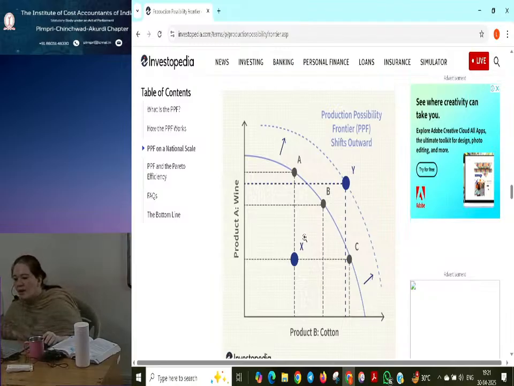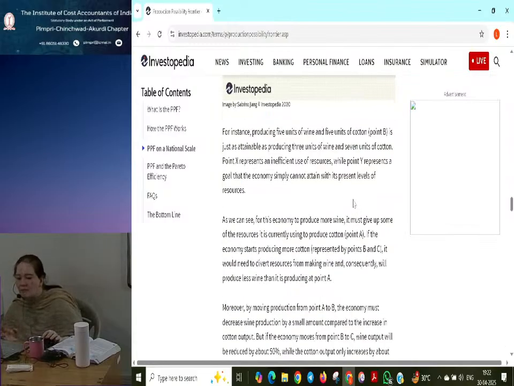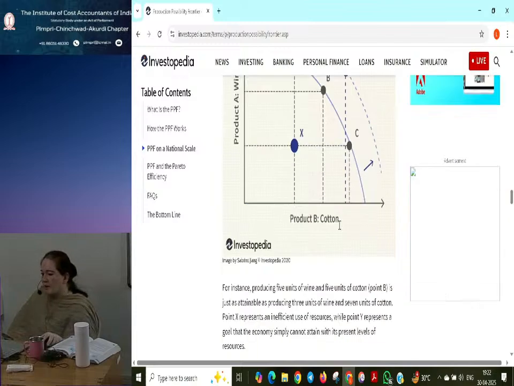If a point lies under this production possibility frontier, that is lower capacity utilization, that is not an optimal utilization of resources. If it is on the frontier, that means optimal utilization is possible, and this PPF will tend to shift outwards. So this is what the production possibility frontier is.